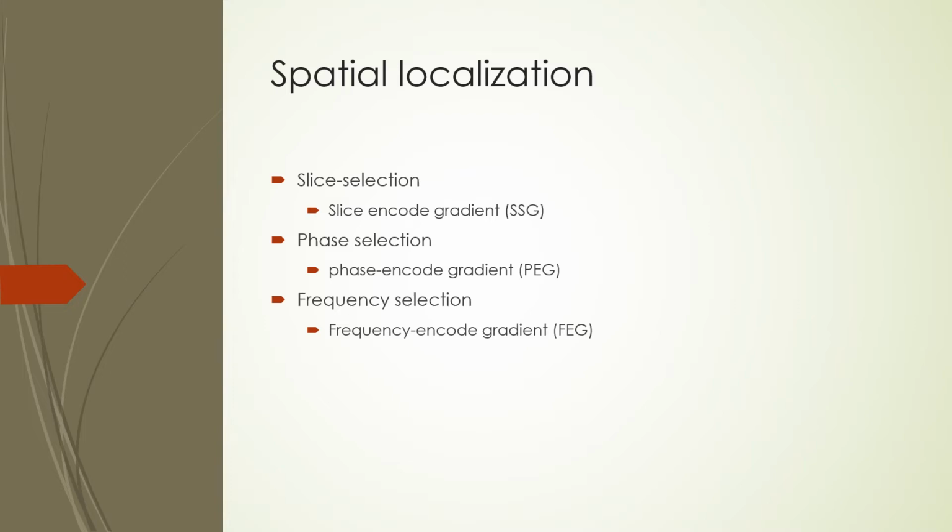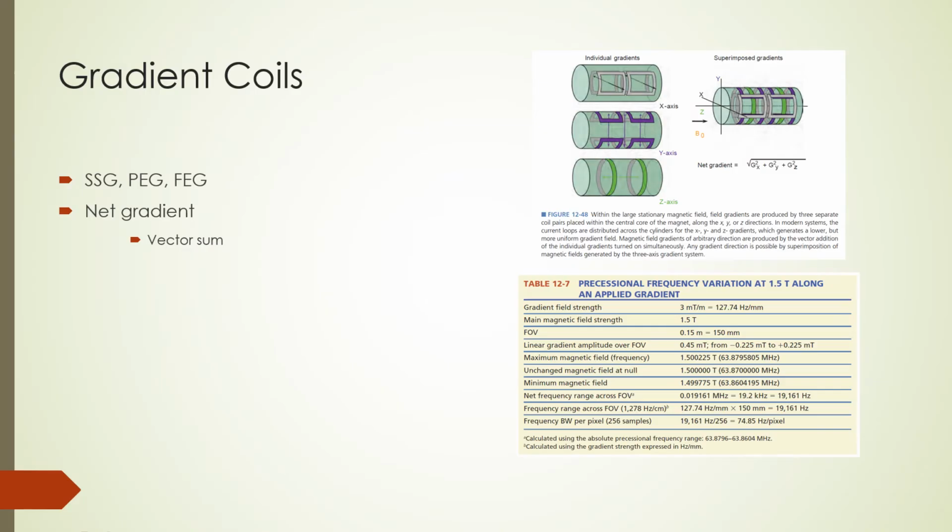These are a slice select gradient, a phase encode gradient, and a frequency encode gradient. These images show the orientation of the various gradient coils relative to the bore of the MRI system. The X gradients are the top coil, the Y gradients the middle coil, and the Z gradients are the bottom coil. The net gradient is the vector sum of the 3 gradients as shown by the formula.